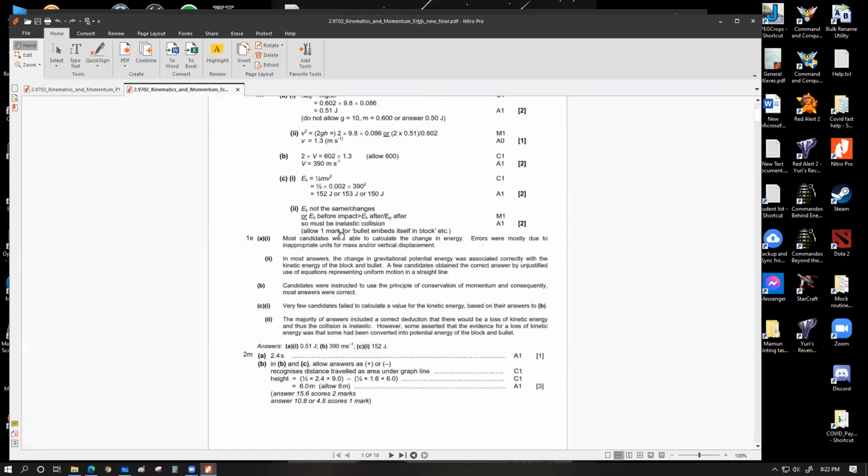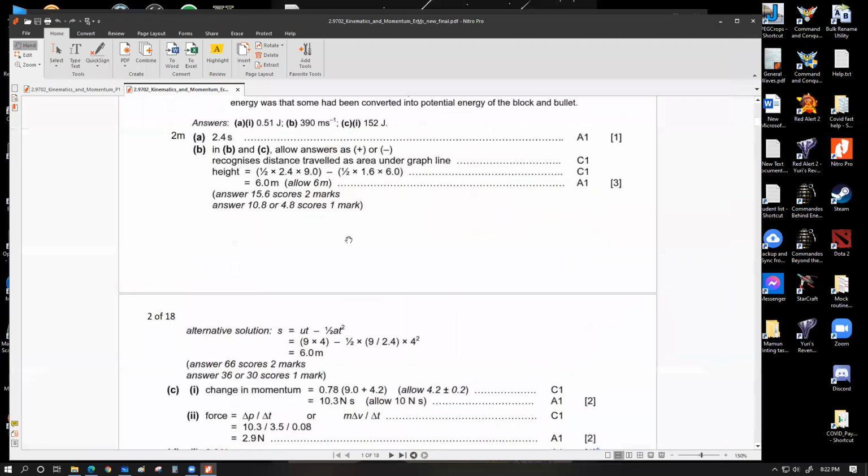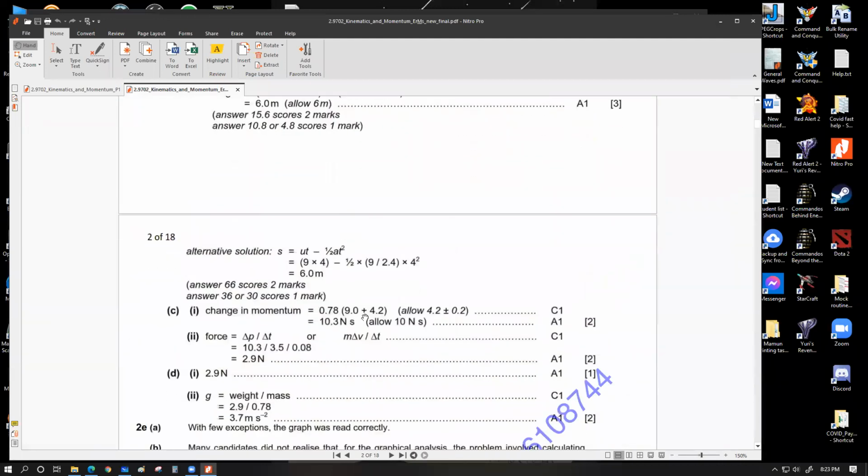এটা হচ্ছে 2C1, তাই না? এই যে চেঞ্জ অফ মোমেন্টাম হচ্ছে 0.78 × (9.0 + 4.2), allow 4.2 plus minus 0.2 or 10.3 Newton second, allow 10 Newton second. ওরা এখানে প্লাস দেখানোর বেসিক মিনিংটা হচ্ছে যে ওরা চেঞ্জ অফ মোমেন্টামটাকে ইনিশিয়াল মাইনাস ফাইনাল হয়তো করছে। তোমরা ডেফিনেটলি এটা ফাইনাল মাইনাস ইনিশিয়াল করবে। ডেল্টা ভি শুড বি, চেঞ্জ অফ সামথিং অলওয়েজ মিন্স ফাইনাল মাইনাস ইনিশিয়াল, অলওয়েজ। So the reason they have given plus over here to represent that the ultimate mathematical operation should be addition of those two values.